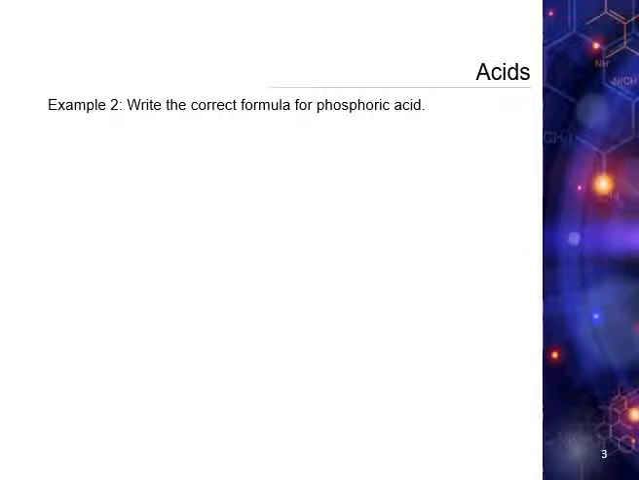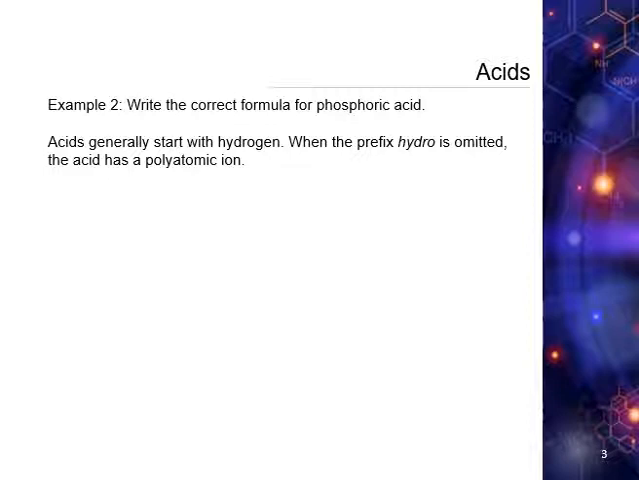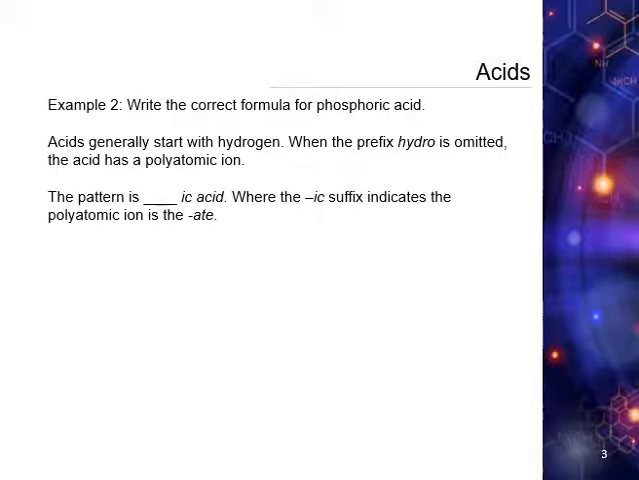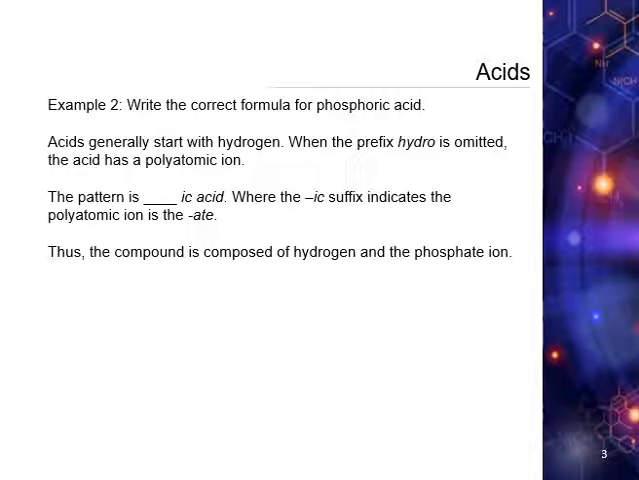Example 2, write the correct formula for phosphoric acid. Acids generally start with hydrogen. When the prefix hydro is omitted, the acid has a polyatomic ion. The pattern is root word of the polyatomic ion, suffix ic, and the word acid, where the ic suffix indicates the polyatomic ion is the ate ion. Thus, the compound phosphoric acid is composed of hydrogen and the phosphate ion.